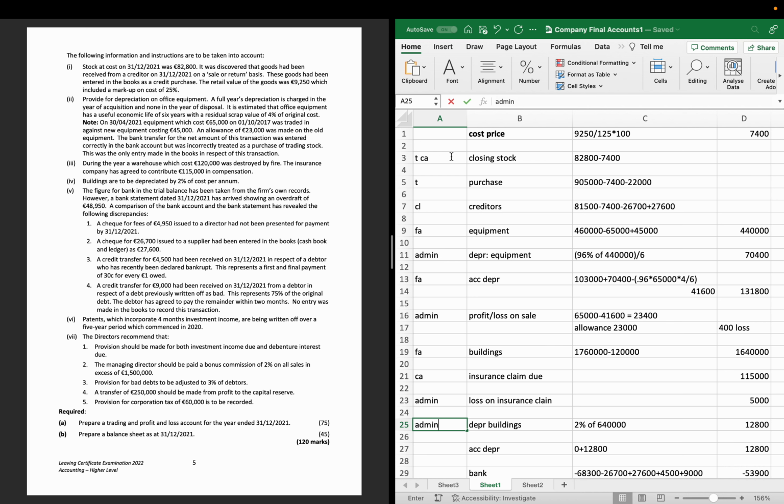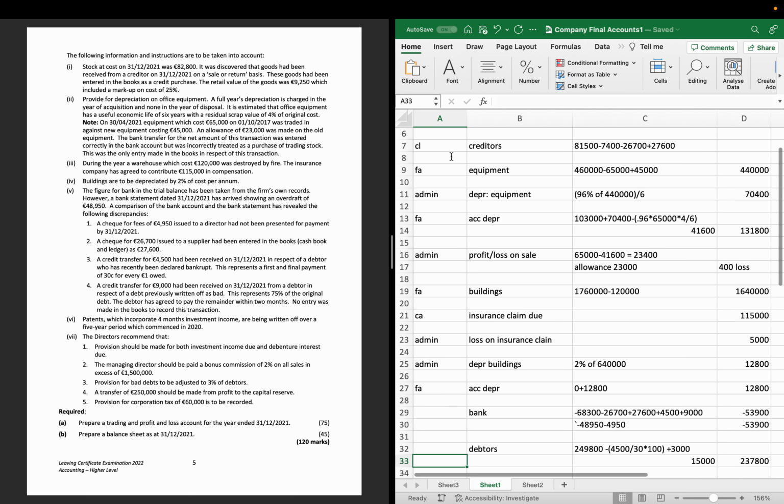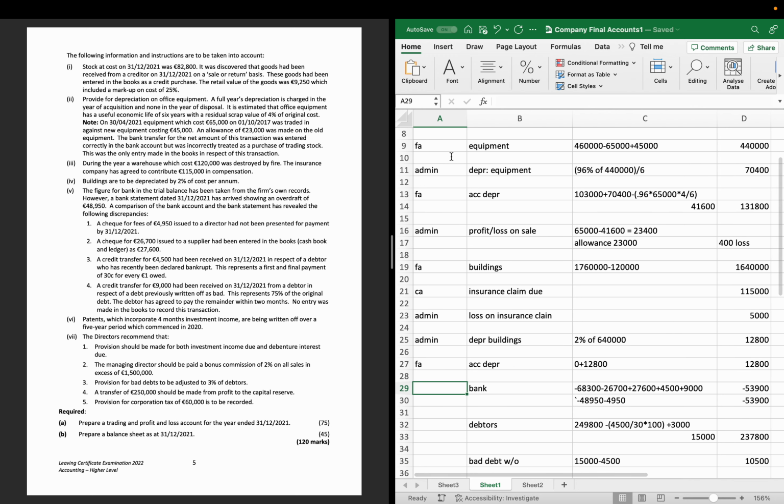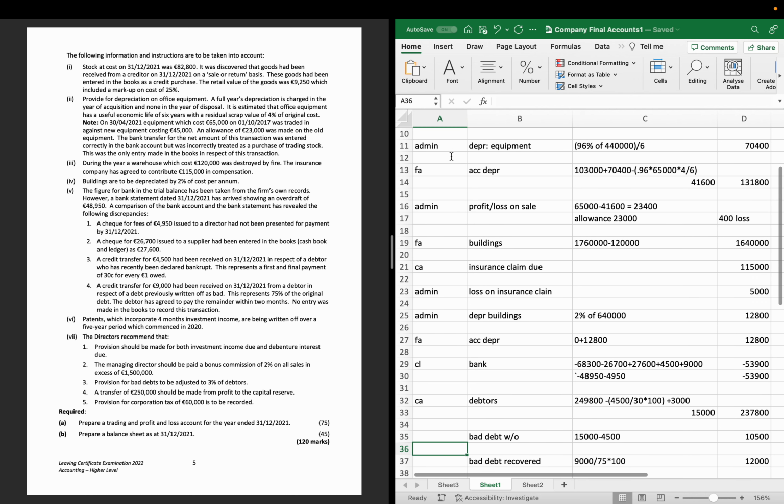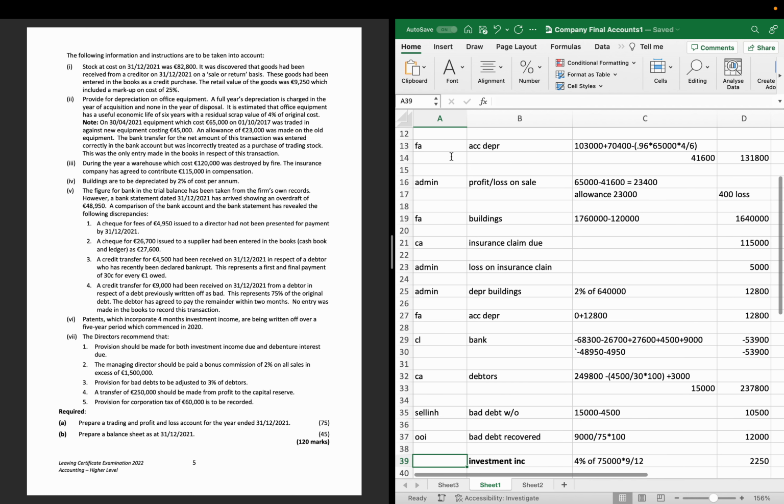Depreciation of buildings, admin. It's going to be a lot of admins. The accumulated depreciation will be in fixed assets. Bank's current liability. Debtors will be a current asset. Sorry, I missed the bad debt provision, which I'll come back to. Bad debt written off is a selling. Bad debt recovered is other operating income.